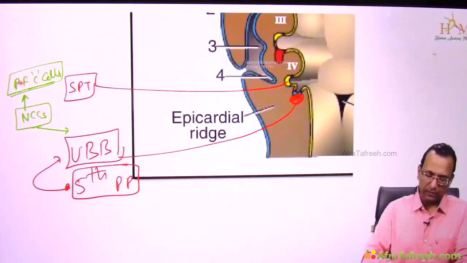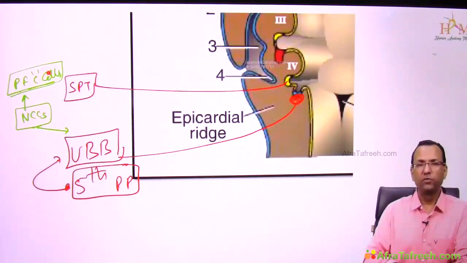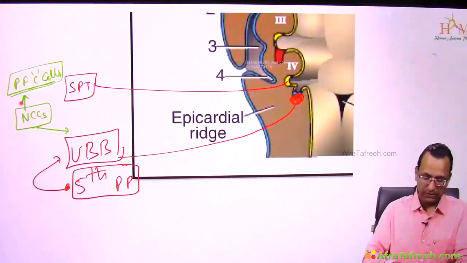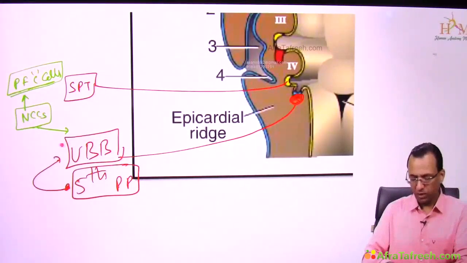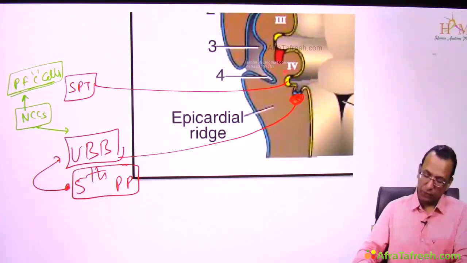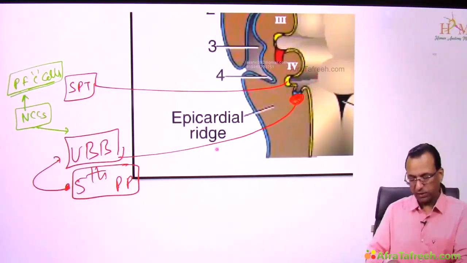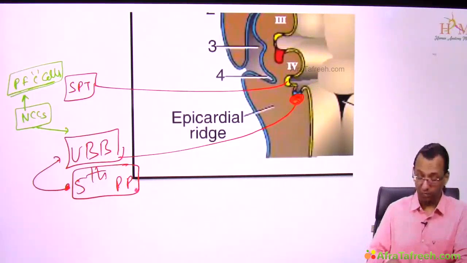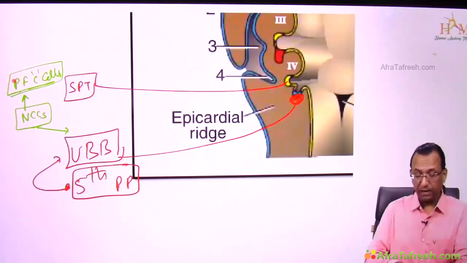Somebody asking, where is parafollicular C cell from? Your answer is from the neural crest cell. And if neural crest cell not found, then your answer is ultimopharyngeal body. If that is not found, then your answer is fourth pouch. And if fourth pouch is not found, then your answer is fifth pouch. Because all of them are involved in formation of the parafollicular C cells.